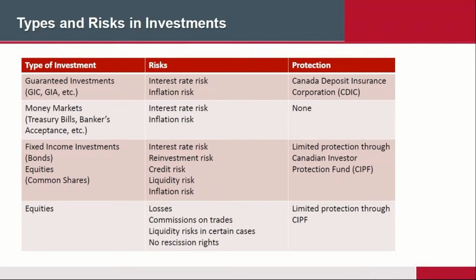The next investment is money markets. That is basically treasury bills, bankers' acceptances, things of that nature. Again, those are very highly guaranteed products. So once again, they have the same problem: you have interest rate risk and inflation risk. There is no CDIC, however, on money market funds. So you're basically totally exposed in the event that the organization you bought your treasury bills from goes belly up. You're not protected under CDIC or anything.